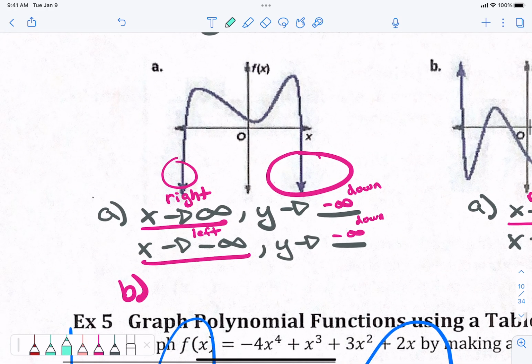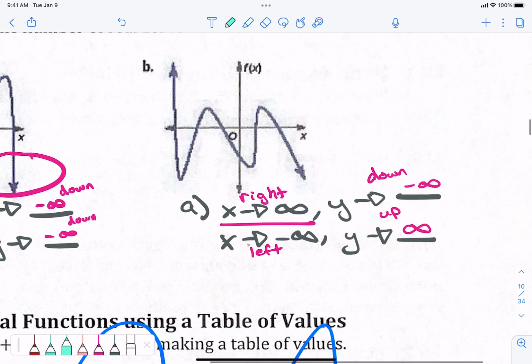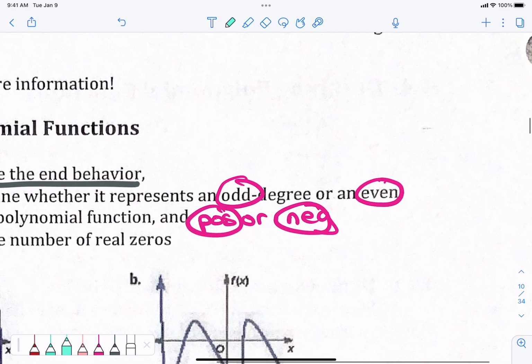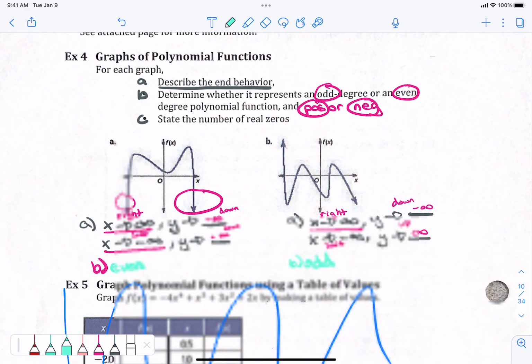A is going the same direction, so that means it is even. It's an even function, okay? B is going opposite directions, so B is odd. Now we have to decide whether it's positive or negative. I added that instruction on there. Positive or negative.